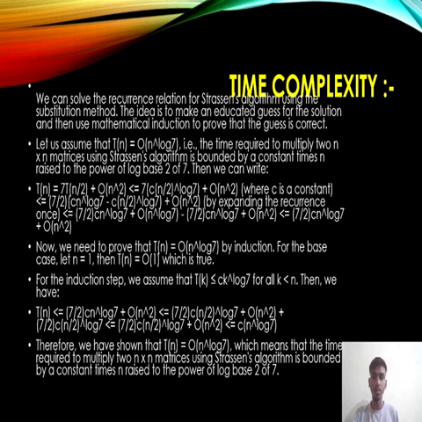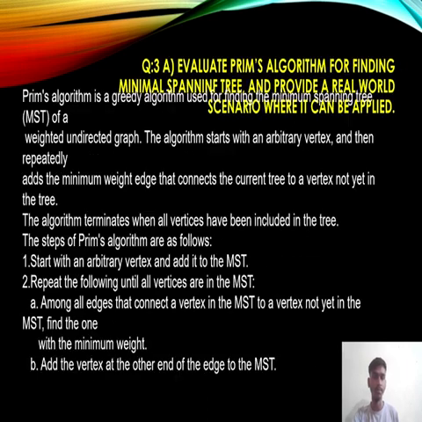Which means that the time required to multiply two n x n matrices using Strassen's algorithm is bounded by a constant times n raised to the power of log base 2 of 7.